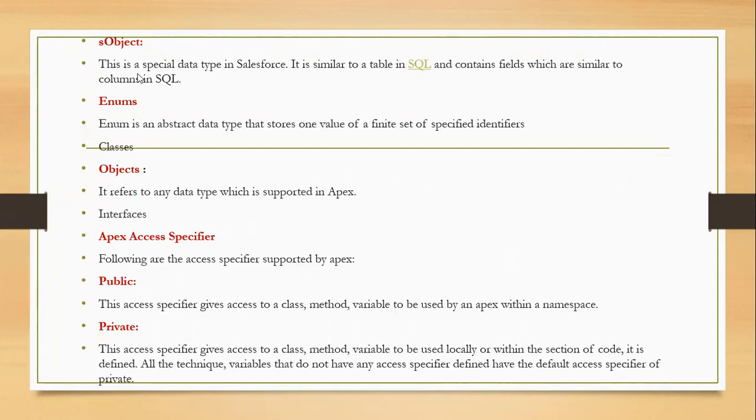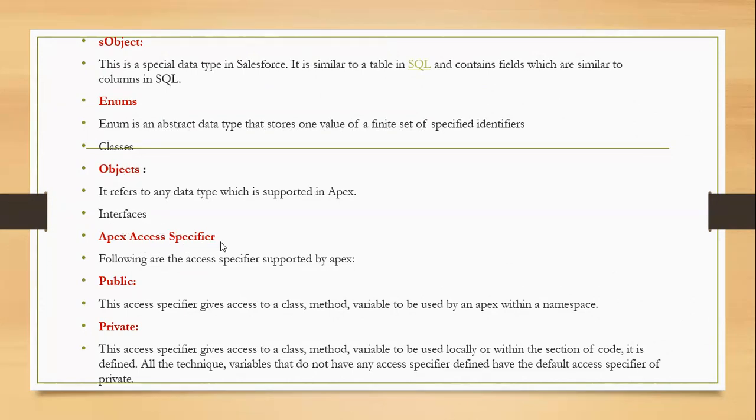Next, object. This is a special data type of Salesforce. It is similar to a table in SQL that contains fields, which are similar to columns in SQL. Enums: an enum is an abstract data type that stores one value of a finite set of specified identifiers. Classes, objects, and interfaces refer to any data type which is supported in Apex.